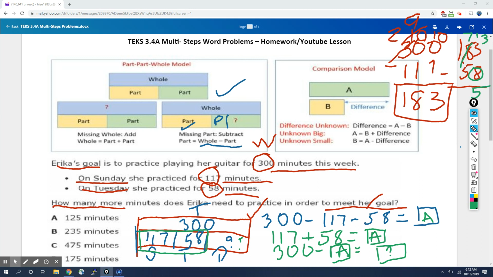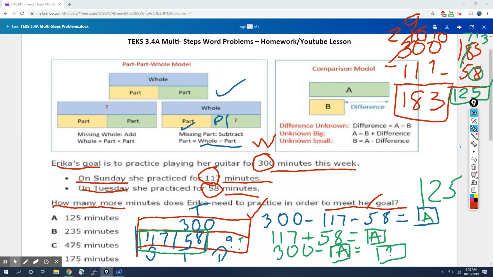And then 7 take away 5 is 2. 1 take away nothing is 1. So the answer is 125 right here. Okay? Miss Win is going to see if she uses a different strategy, will it still work.